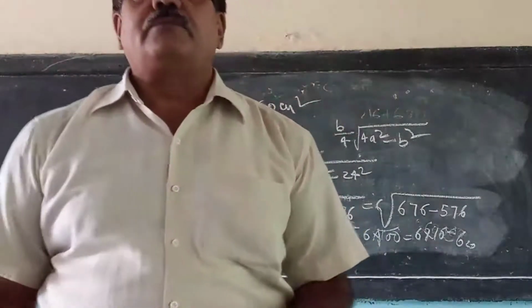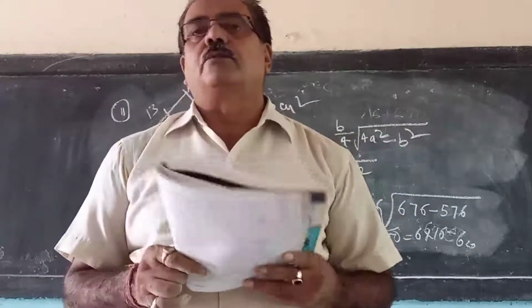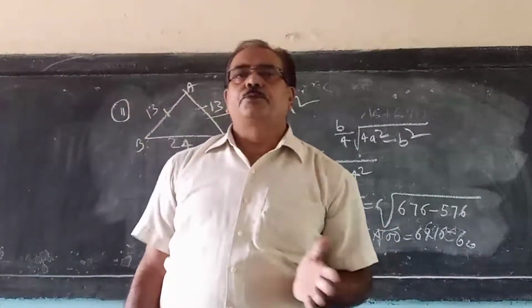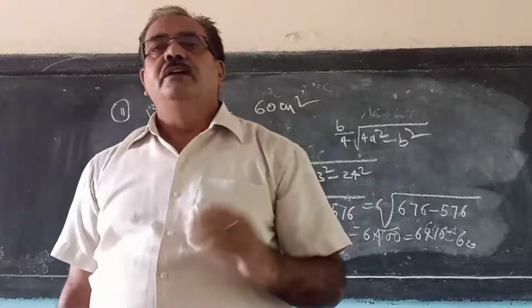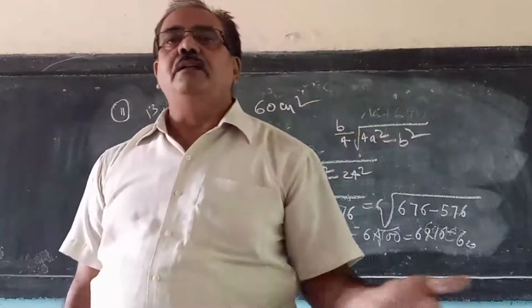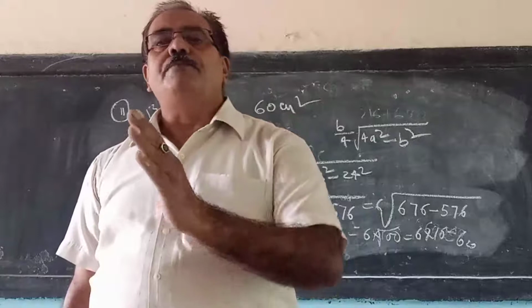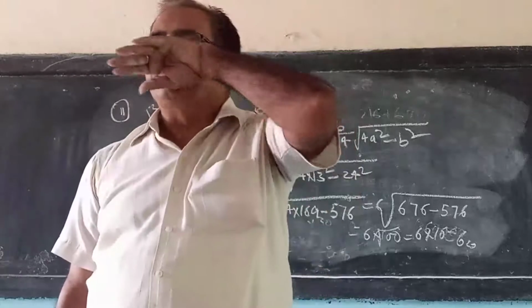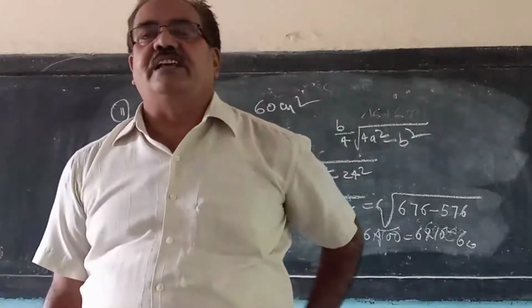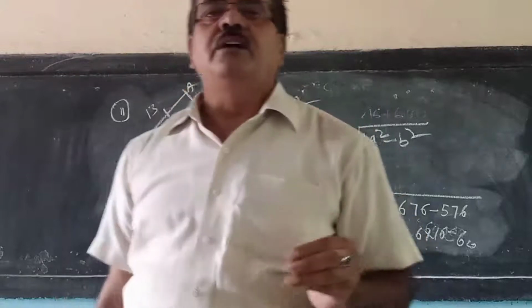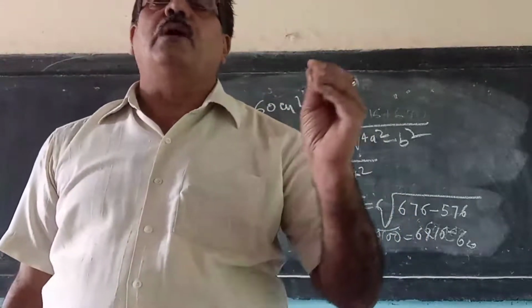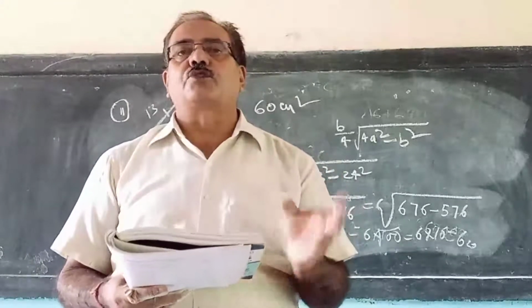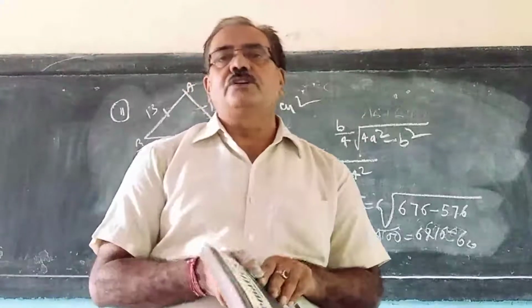Right? This way we can solve this question by using the formula. So I have given you the general formulas to find the area of a triangle: half base into height; Heron's formula for the scalene triangle; root 3 by 4 a square for the equilateral triangle; and b by 4 root over 4a square minus b square when the triangle is isosceles, where a is the equal side and b is the unequal side. Right? So the rest of the questions, only 3 questions left, you have to solve as homework. Thank you very much.